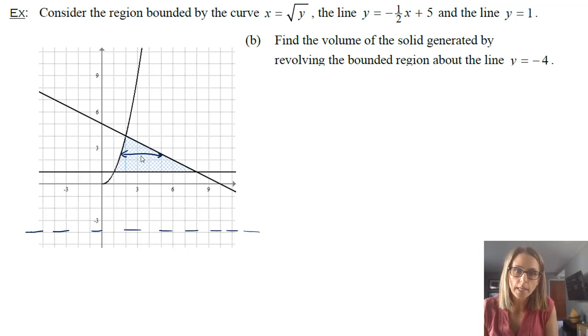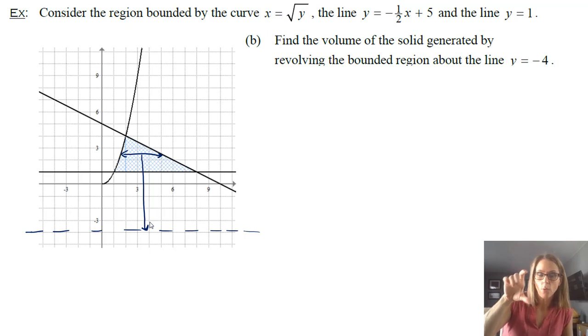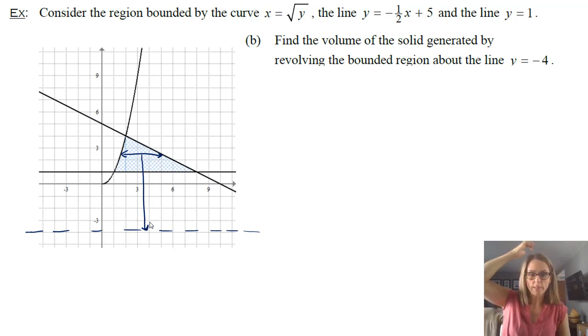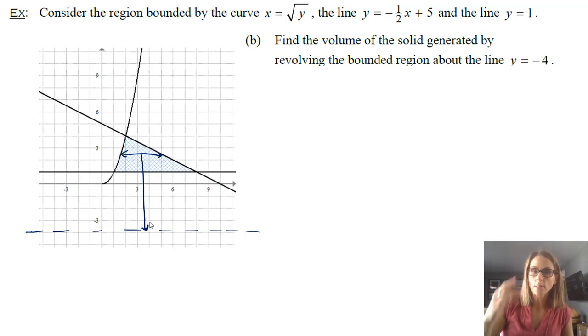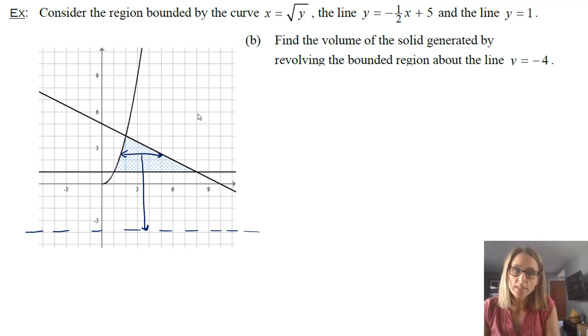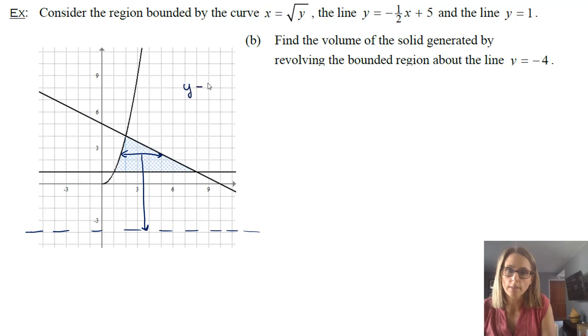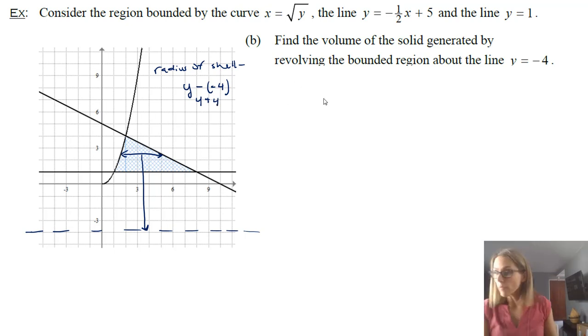The only distance it changes is basically the radius of what this shell is going to be. That's the only thing that has now changed. So instead of just being y, you can see that now it's actually y minus a -4 for the radius of the shell. So y plus 4. Other than that, that's actually the only difference here.